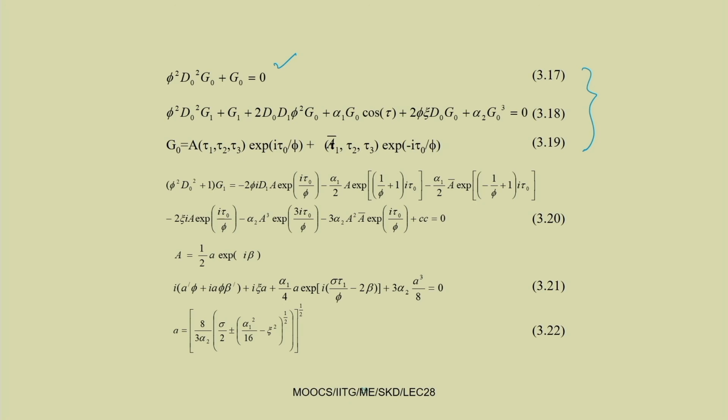Here we are using phi square d square g 0 plus g 0 equal to 0, and in the previous case we have taken the non-dimensional parameter in such a way that we have d 0 square g 0 plus g 0 equal to 0. So, it is up to you how you want to derive that equation or how you model it. Depending on your model, you can have it.